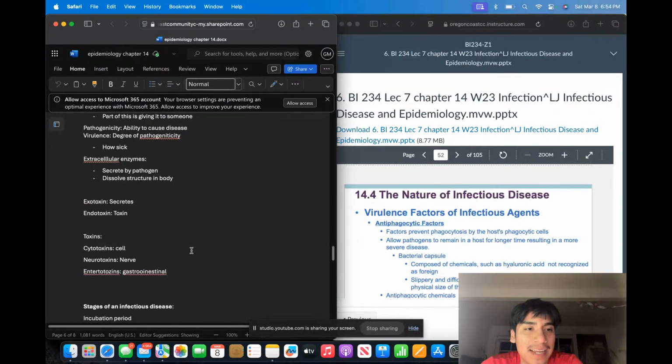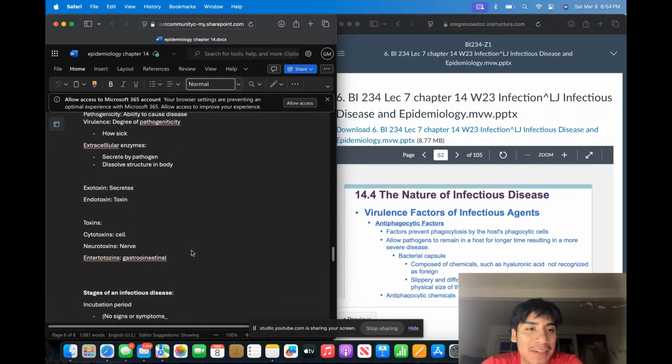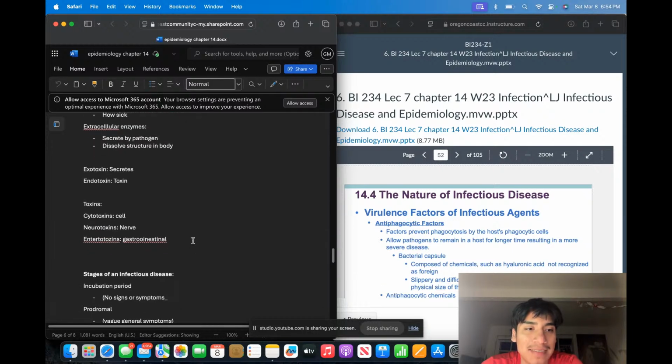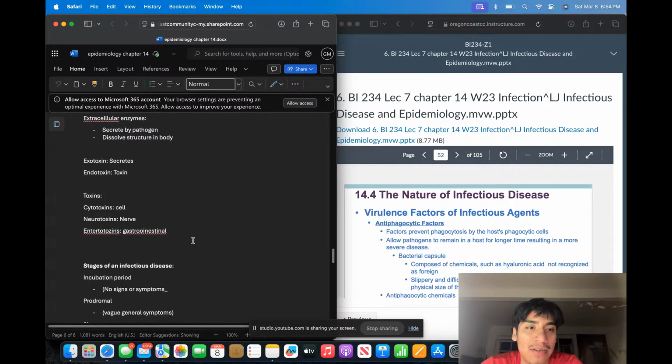Exotoxins they secrete. Endotoxin they release when they die. Cytotoxin kills the cells because cyto means cells. It's toxic to the cell. Neurotoxin, toxic to the neuron. Enterotoxin, gastrointestinal. Entero kind of sounds like intestine.